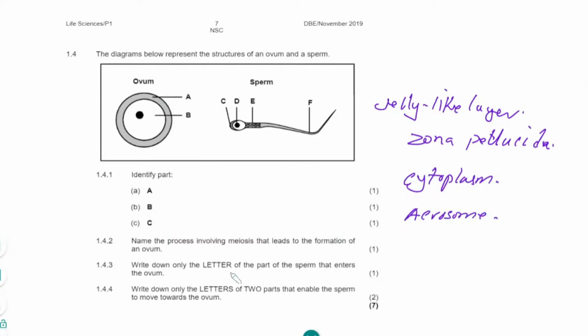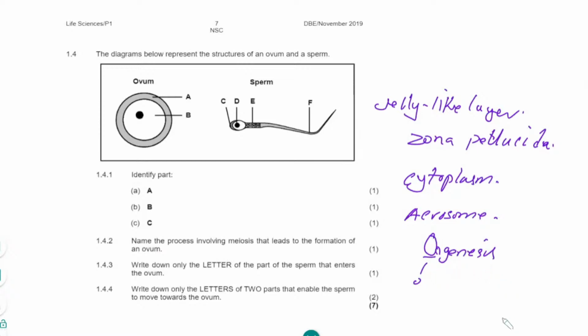Acrosome. They ask you to name the process involved in meiosis that leads to the formation of the ovum. The development of the ovum, the beginning of the ovum. So the answer must start with ovum. Oogenesis. Ovum, and genesis means the beginning. The beginning of the ovum.